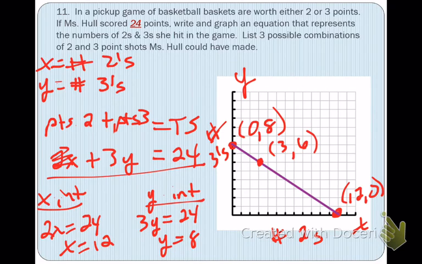Okay? Another nice, pretty point is right there, so the point there is 6, 4, which means that she hit 6 2's and 4 3's. So all you need to do is find 3 possible combinations, and I've listed 4 already. So you just need to find 3 and use 3 of them. Okay? But that's what the line is telling us. It's showing us all the possible combinations of 2's and 3's.